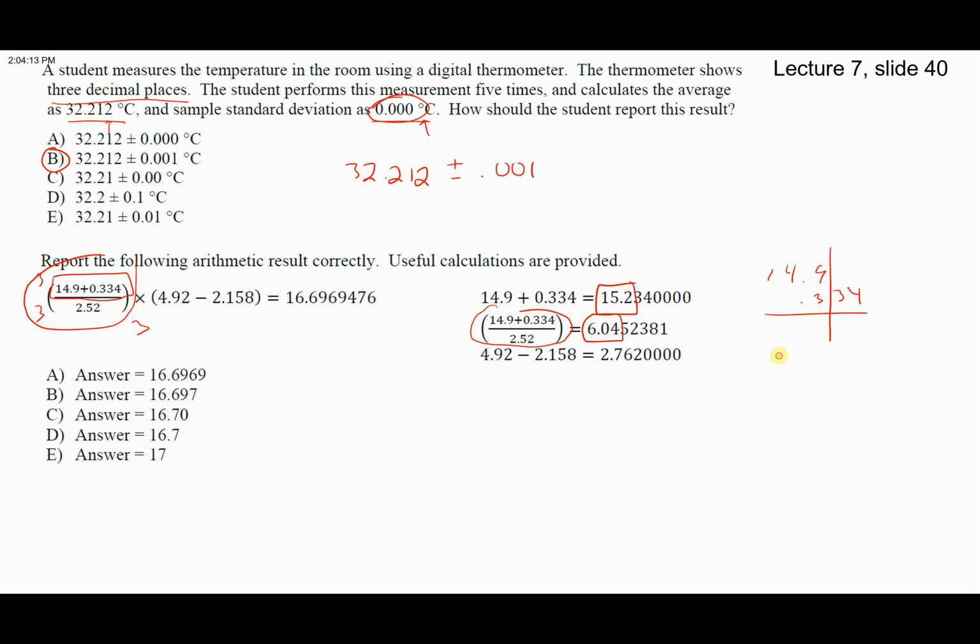Here we have 4.92 minus 2.158. That's right here. That's going to give us 2.762. Our error is going to be right there at that decimal place, so it's going to be 3 sig figs. So I have all this is 3. This is 3 sig figs, so 3 times 3 will give me 3 sig figs. So there are my 3 sig figs, and it's going to have to be rounded, right? So my answer on this one is going to be D.